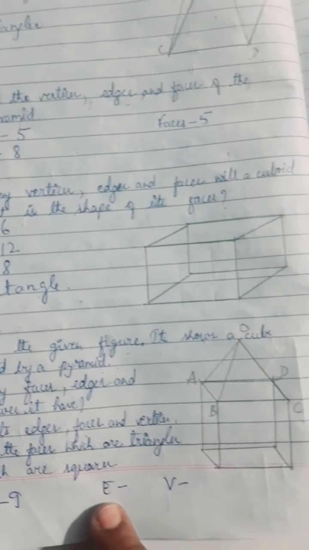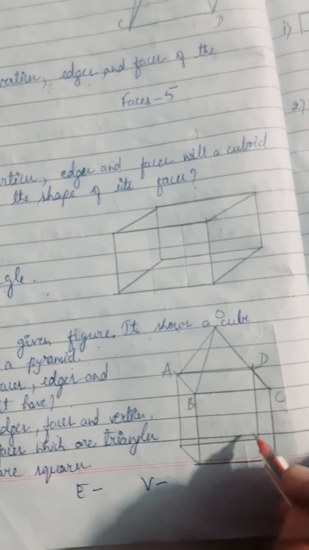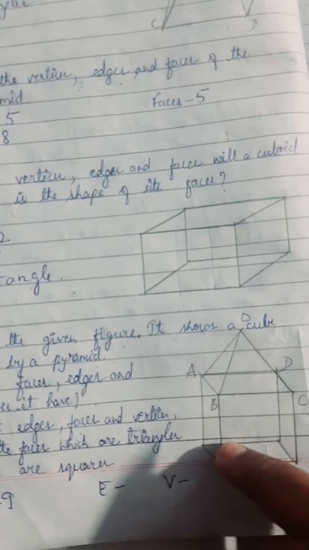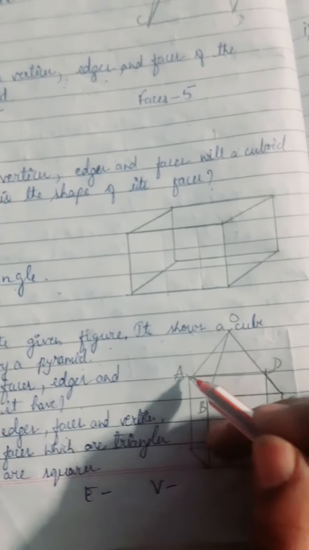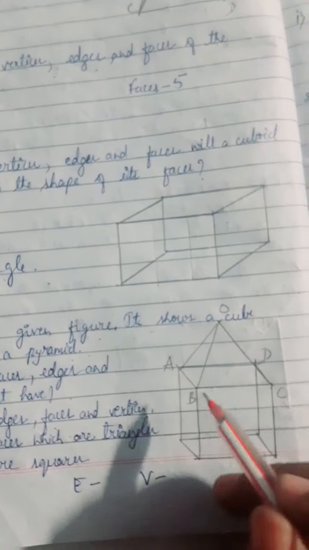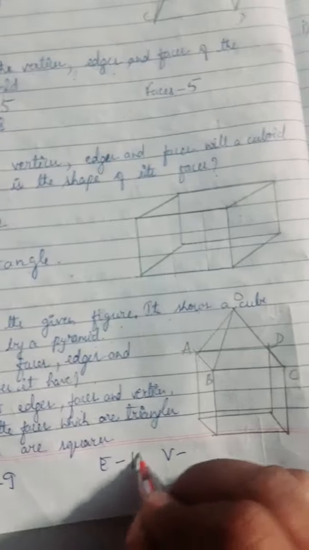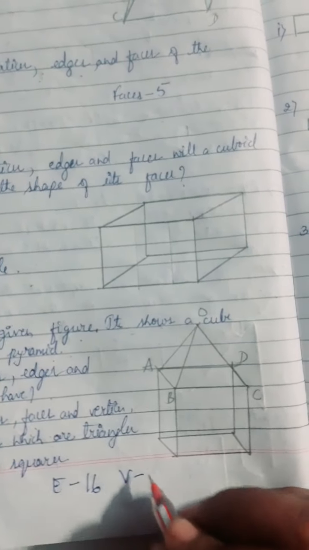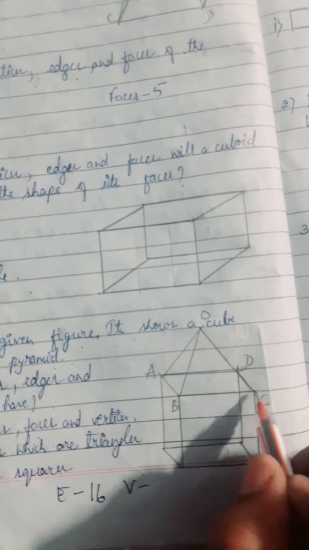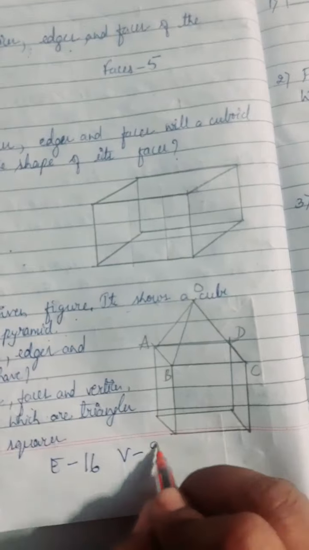The number of edges will be 1, 2, 3, 4, 5, 6, 7, 8. So below we have 8 and then 9, 10, 11, 12, 13, 14, 15, 16. So in total we have 16 edges. Then we have vertices: 1, 2, 3, 4, 5, 6, 7, 8 and 9.